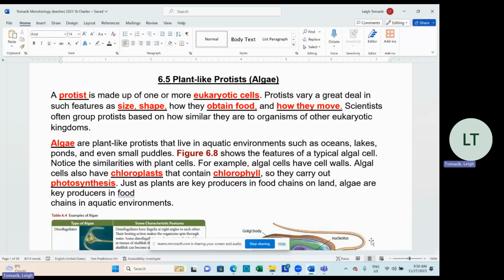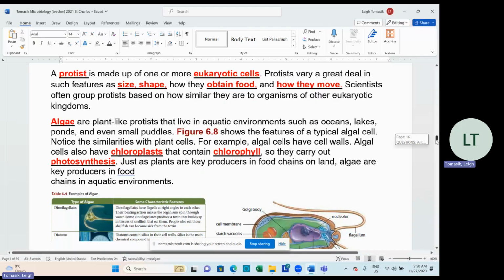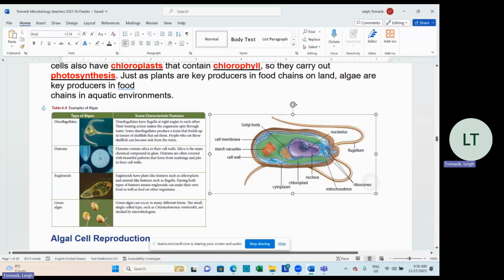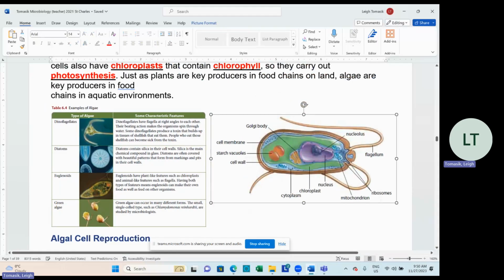An example of a plant-like protist is algae. Algae are plant-like protists that live in aquatic environments, aquatic, of course, meaning water environments, such as ocean, lakes, ponds, and even small puddles. Figure 6.8 shows the features of a typical algal cell. Notice the similarities with plant cells. So this is what an algae looks like over to the right side of the screen. This picture here is an alga. Alga is one, algae is plural.